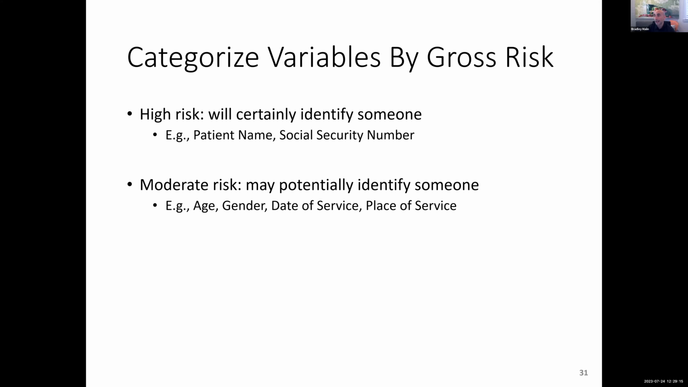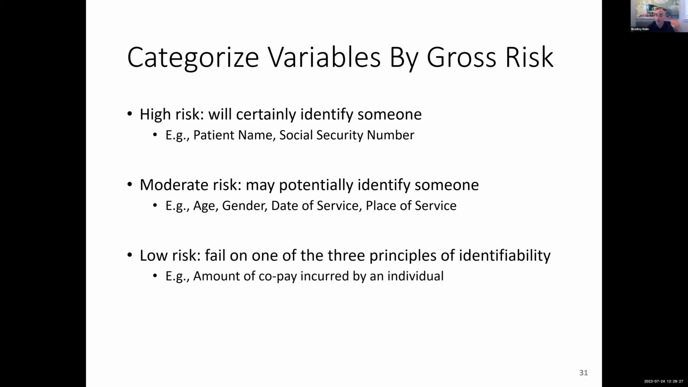We know that things like an individual's age and gender, when their date of service occurred, and where they received service could have an implication for who they are, and we can exploit it. And then we were left with all of the low risk ones. These were the things that failed on those three principles of uniqueness, replicability, and availability. And that's how we got an extremely large amount of clinical information through the door.